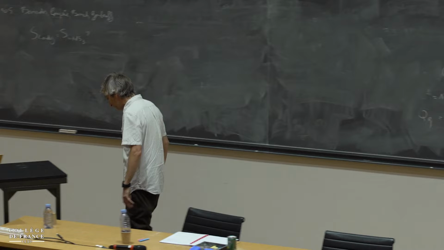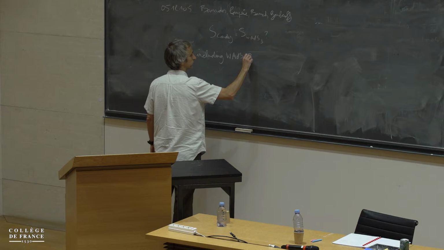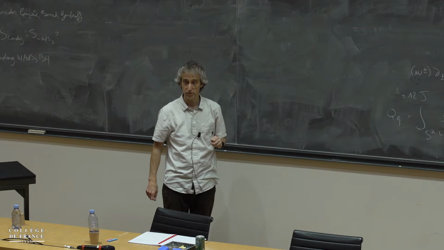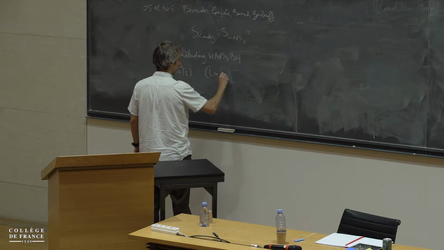So we found boundary conditions including warped AdS3 black holes. The symmetries of these boundary conditions were actually different from two copies of a Virasoro algebra. What we found was indeed a semi-direct product of a Virasoro algebra and a U(1) affine algebra. So that is what we were finding.